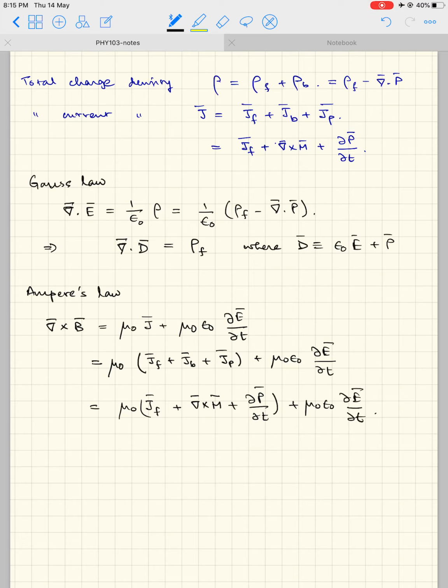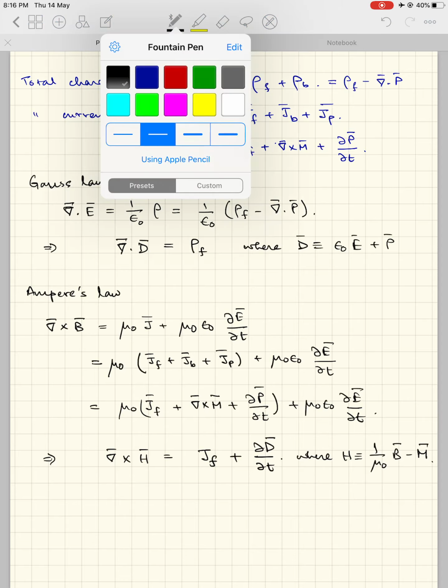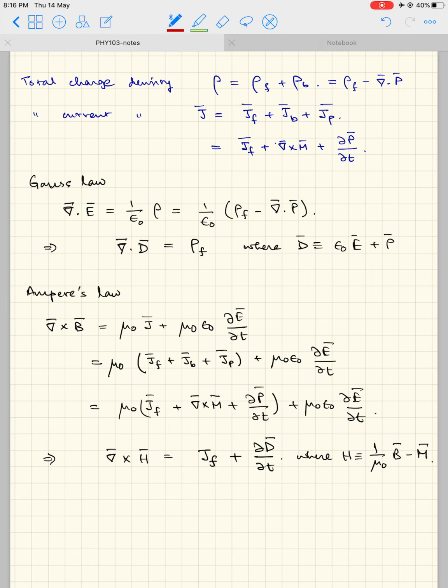When the dust settles, you can rewrite this as del cross H is equal to J_F plus del D del T, where H is now given by 1 over mu naught B minus M, right? So Maxwell's equations in this form.